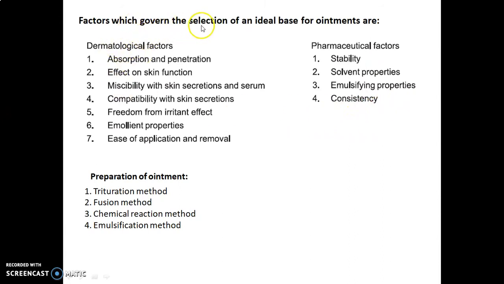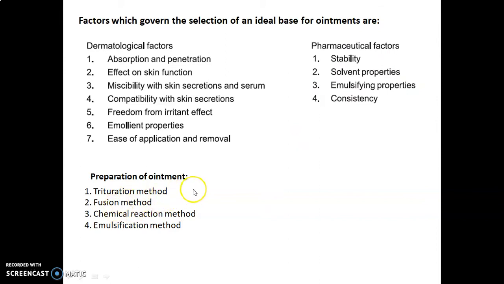The factors which govern the selection of an ideal base for ointments are a total of two: dermatological factors and pharmaceutical factors. Dermatological factors are of 7 types: absorption and penetration, first; second, effect on skin function; then miscibility with skin secretions and serum; compatibility with the skin secretions; freedom from irritant effect; emollient properties; ease of application and removal. Second, the pharmaceutical factors have 4 points: stability, solvent properties, emulsifying properties and consistency.